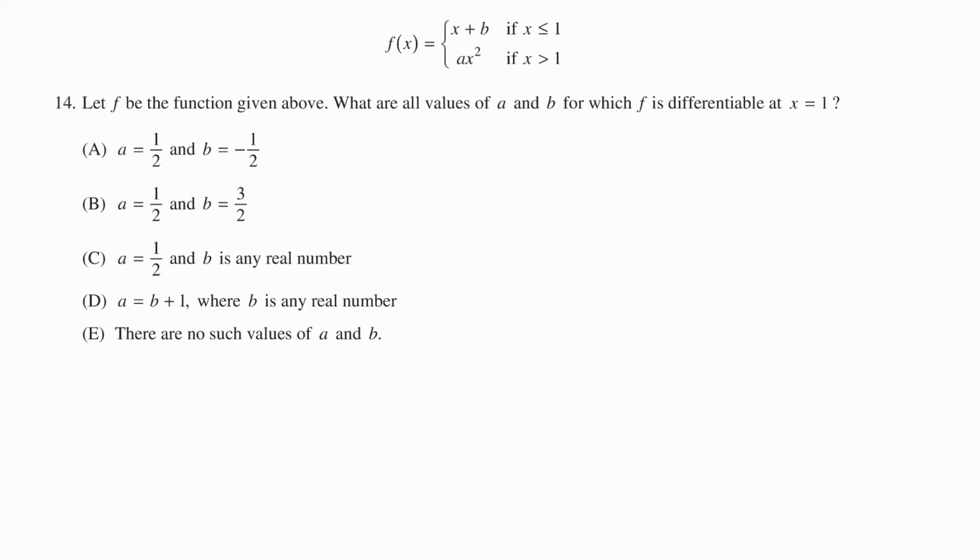Let's look at 14. f of x is this piecewise function: x plus b if x is less than 1, and ax squared if x is greater than 1. What are all values of a and b for which it is differentiable at 1? So that means they have to be equal and their derivatives have to be equal. So let's find some of those equations. x plus b has to be equal to ax squared when x is 1. So 1 plus b has to be equal to a.